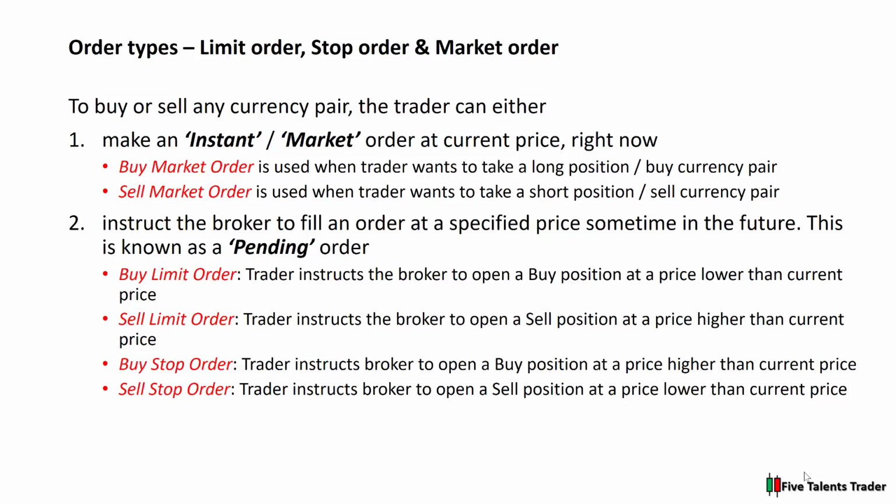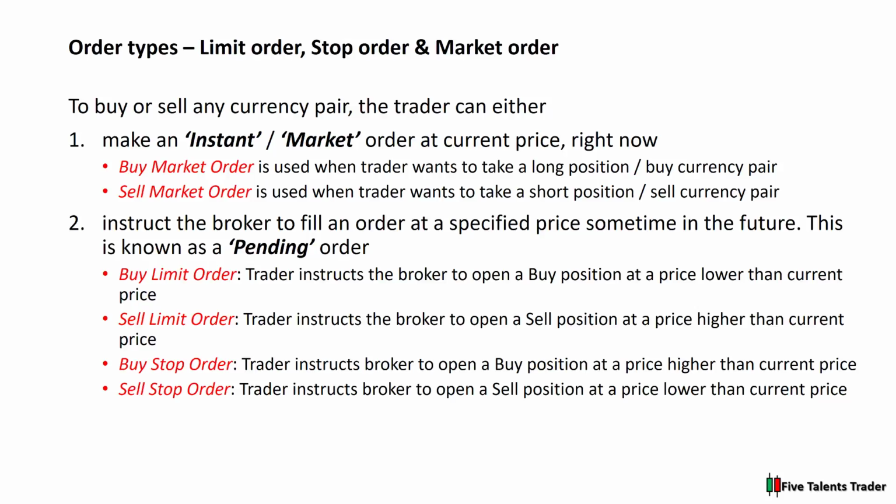So there are broadly two order types: the instant order or the pending order. The instant order is either a buy market order or a sell market order. For the buy market order, the trader instructs the broker to take a long position, a buy position on a currency pair. And the sell market order is where the trader instructs the broker to take a sell position, a short position, at the current time and the current price, so not at a future time.